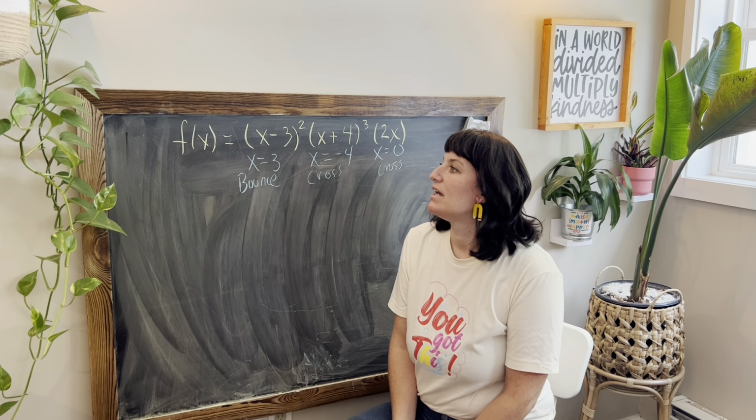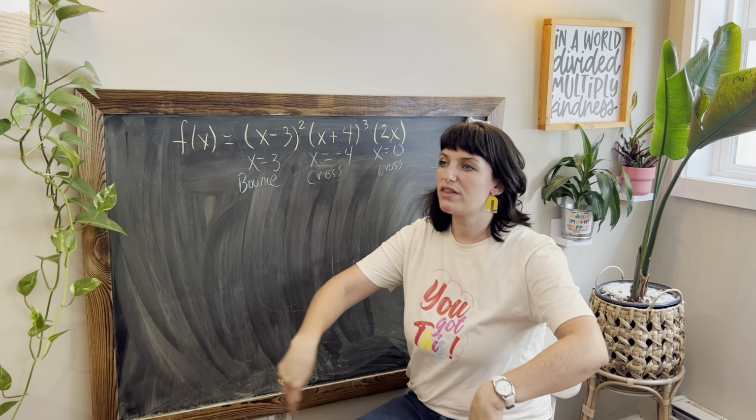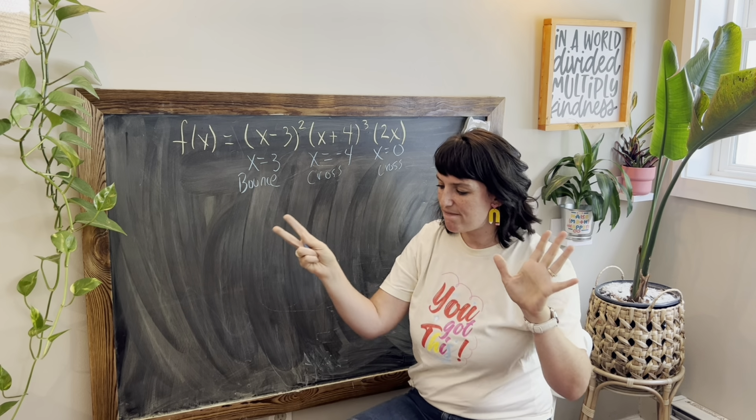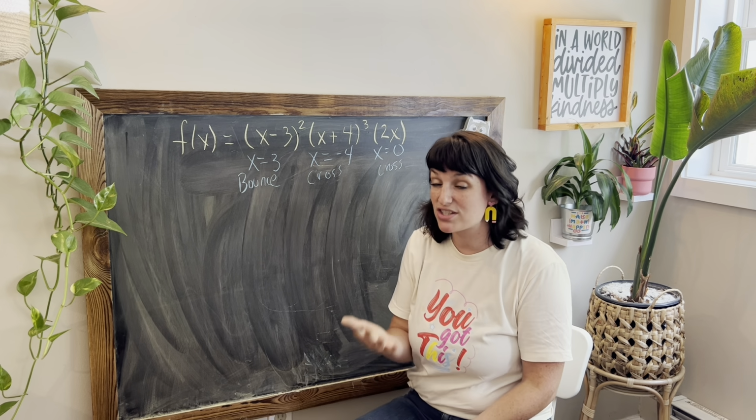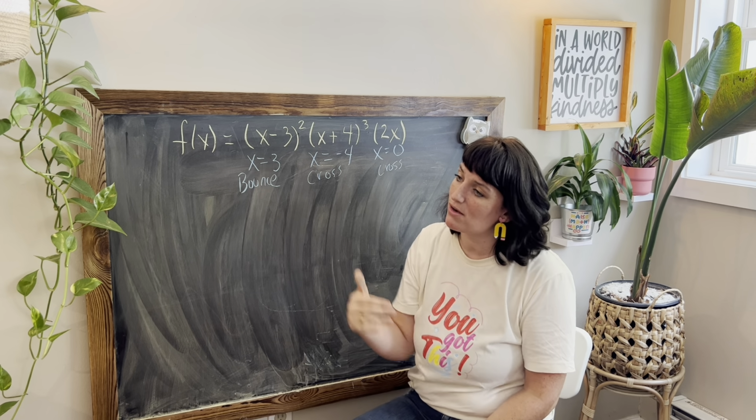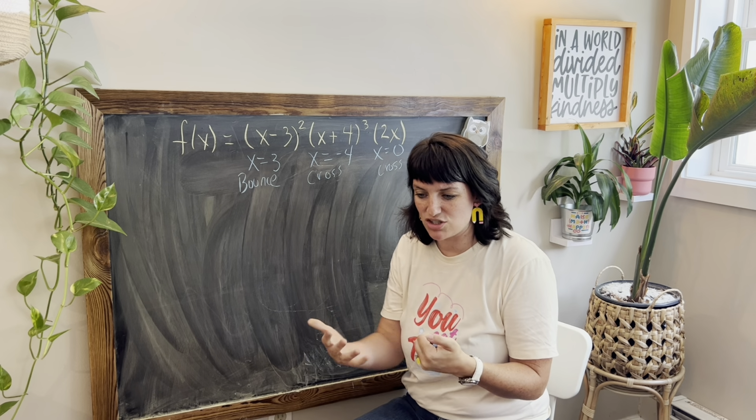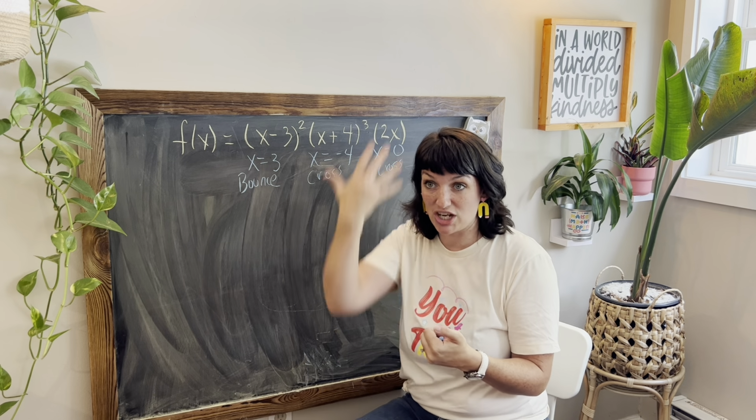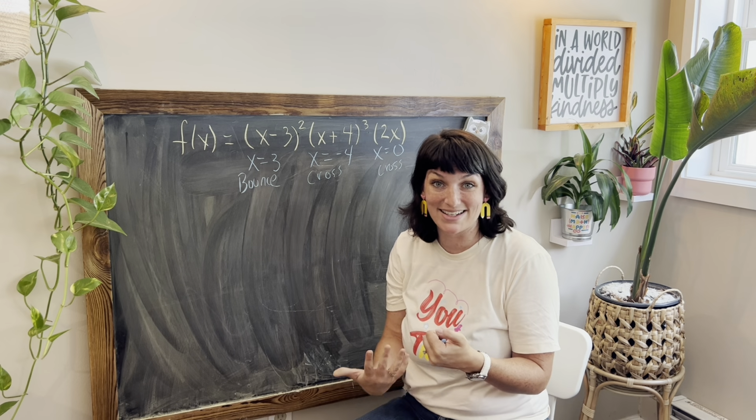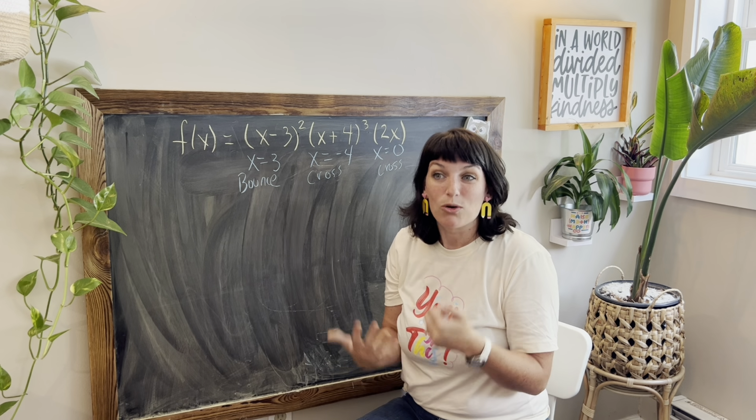Next part of the song. Start with the ends, then each x we have found. Does it change signs or bounce right back around? Does it change signs? Is it going from negative to positive or positive to negative? Change S-I-G-N, signs. Or bounce right back around.